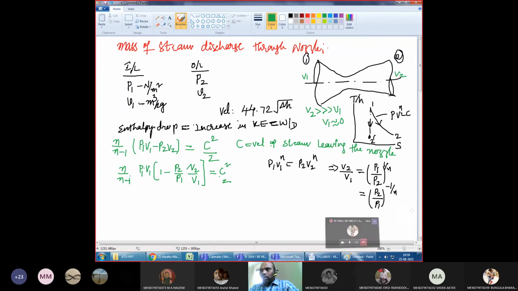Right. So now I am replacing the volume ratio in terms of pressure ratio. So therefore, I'll get n by n minus 1 P1 V1 into 1 minus P2 by P1 into V2 by V1, which is replaced by P2 by P1 whole power minus 1 by n.